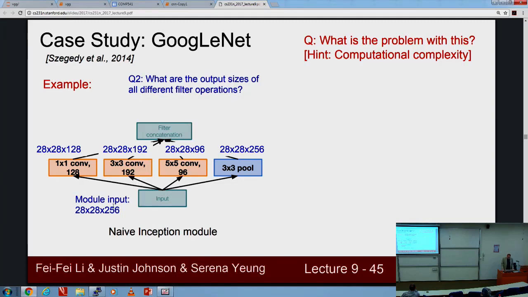So first of all, space-wise, this can only increase my input size. The output and the input have the same spatial dimensions. I didn't reduce anything using pooling, so the output is still 28 by 28. But the number of channels increased. Why? Because even the pooling layer has the same number of channels as the input, so it can only increase. So if I use these modules, my channel number is going to keep increasing and increasing.